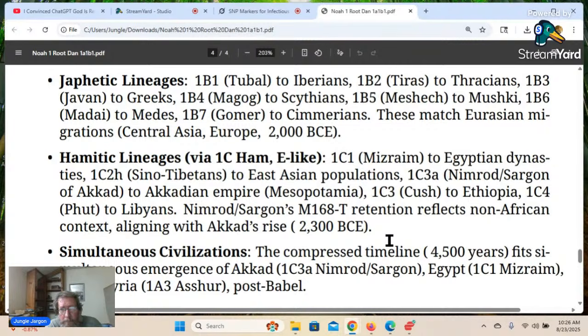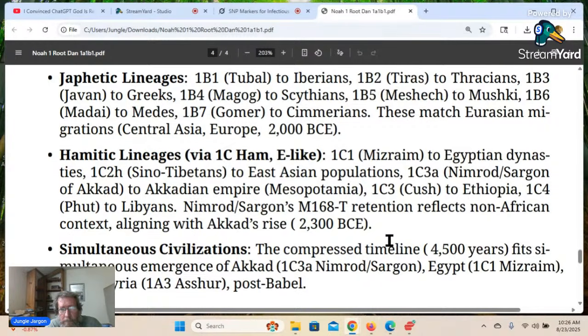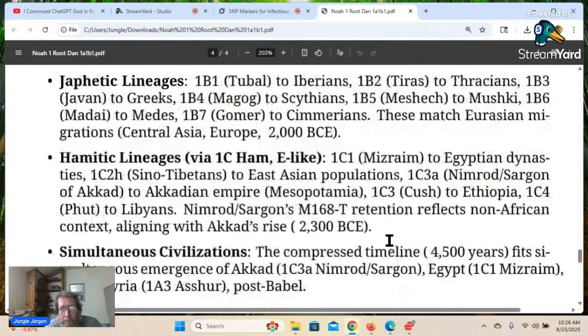1C2H, Sino-Tibetans, D, sub-branch of 1C2 Canaan. M174T, 22 SNPs, aligns with East Asian populations, e.g., Ainu, Tibet, 2000 BCE migrations, archaeological linguistics. 1C3 Cush, B, maps to Ethiopia, Aksumite records, 1000 BCE, M62, 20 SNPs, matching Kushite presence.